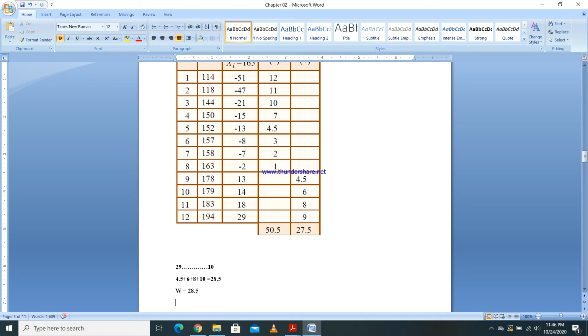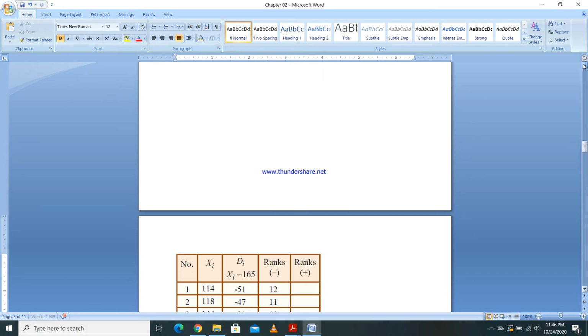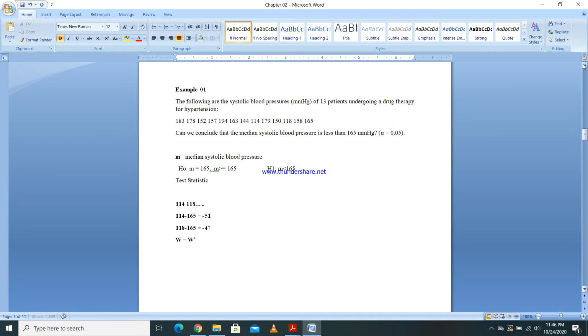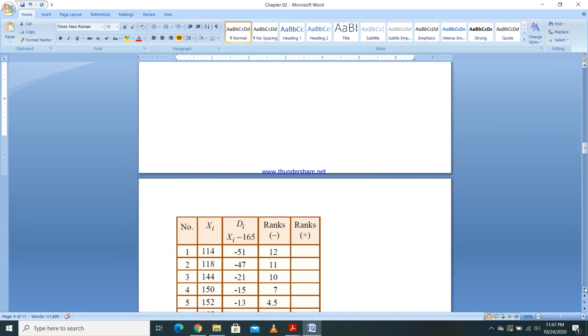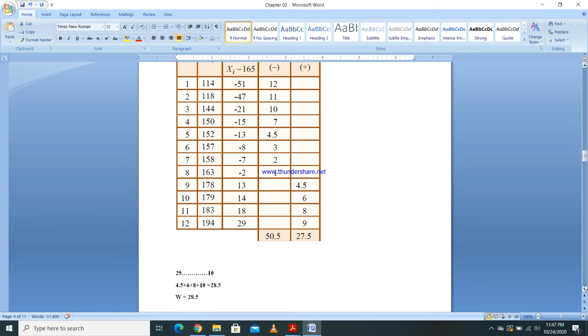Now we have to read the table value. We didn't get any difference which is equal to 0, so we don't have to omit any observation. So in your sample you have 12 values. Sorry, in our sample we had actually 13 values. Here you can see we have 165, so when you take the difference, 165 minus 165, that would be equal to 0. So we have to omit that observation. That's why we are left with only 12.